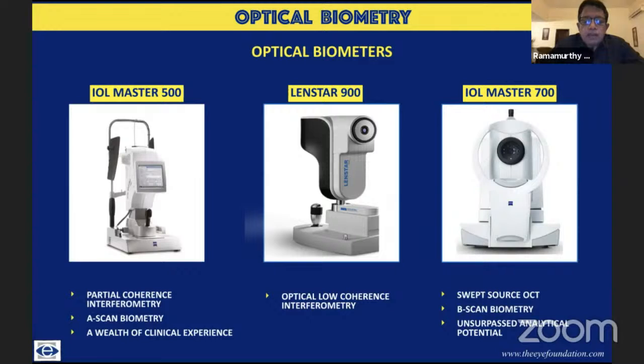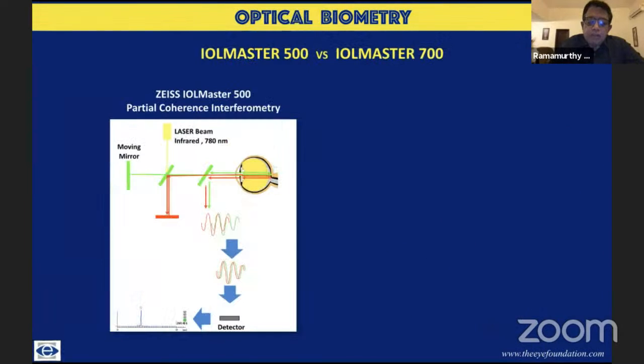My experience has been largely with the IOL Master 500 initially, which was based upon A-scan biometry, and it was the first optical biometer that became available. Today, we have almost completely shifted over to the IOL Master 700, which is based upon the Swept-source OCT, and it's essentially a series of B-scan biometry.